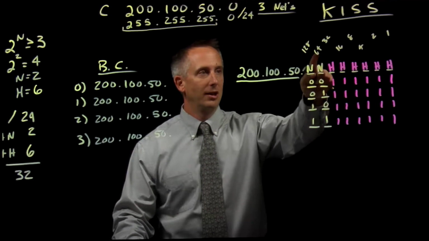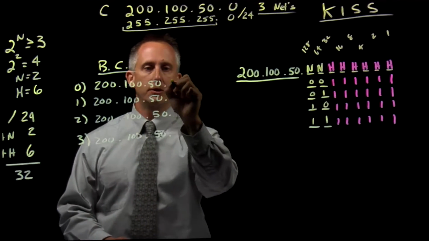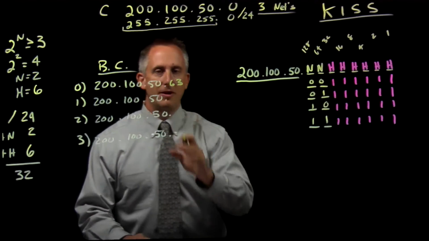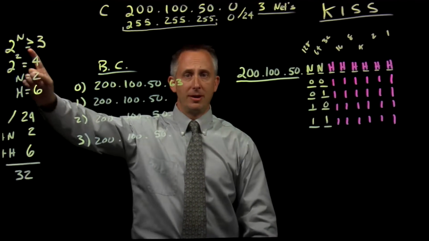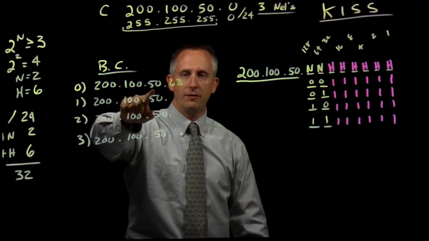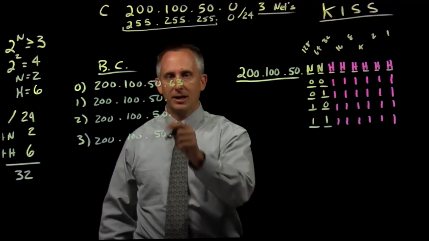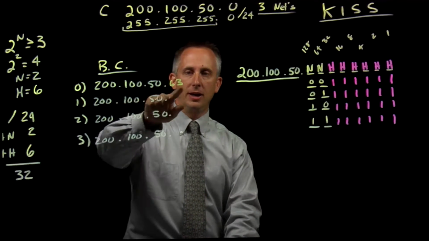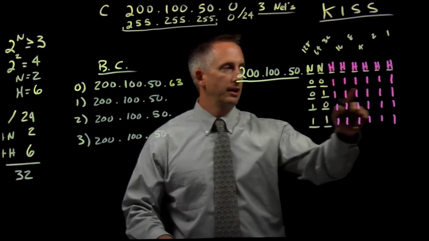All right, so 1 less than the next placeholder. So that would be .63. There's my first broadcast address. If you remember, our network address from the last video was 200.150.0. The broadcast for that same network would be 200.150.63. Let's do the next one.